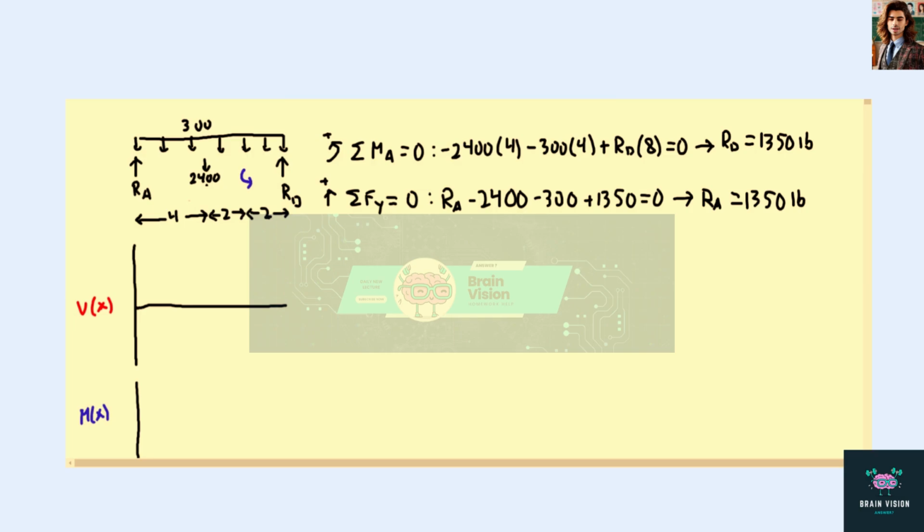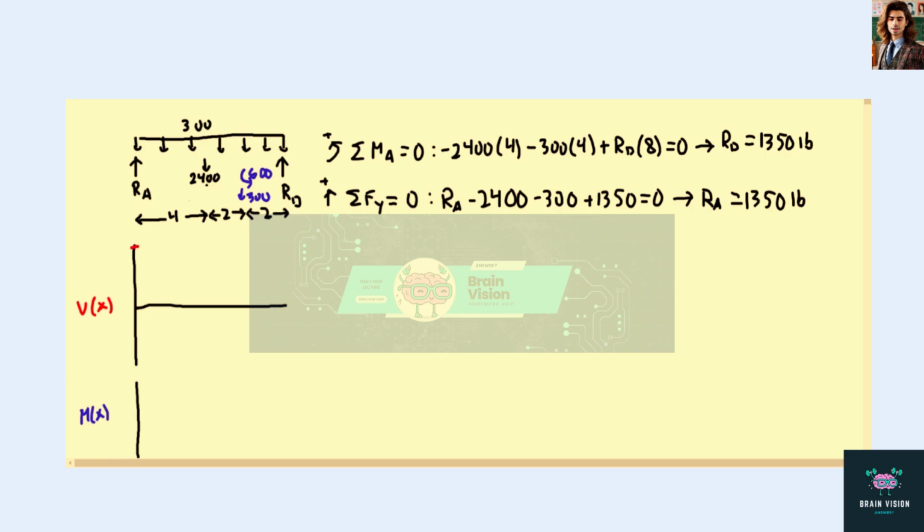0.6 feet from A. So it'll act as a couple of 600 pound-feet, and it will act as a force of 300 here. Okay, now we can use our reactions and our applied load to draw our shear diagram.